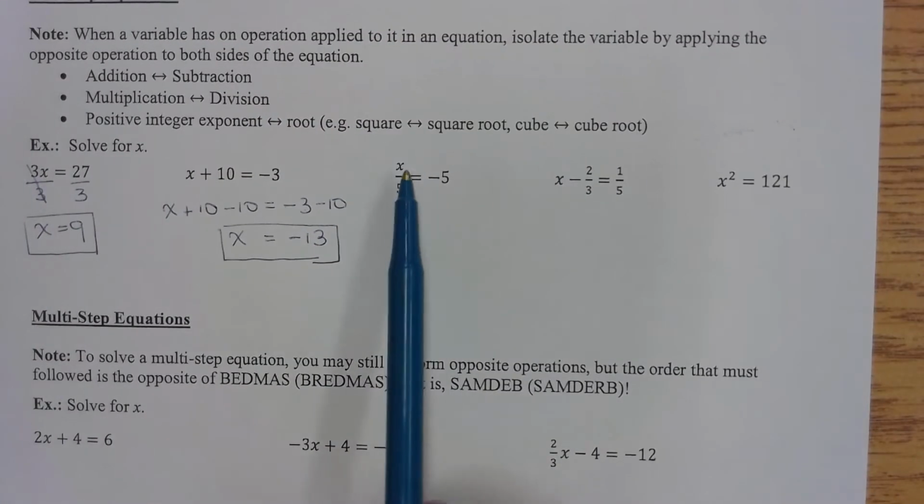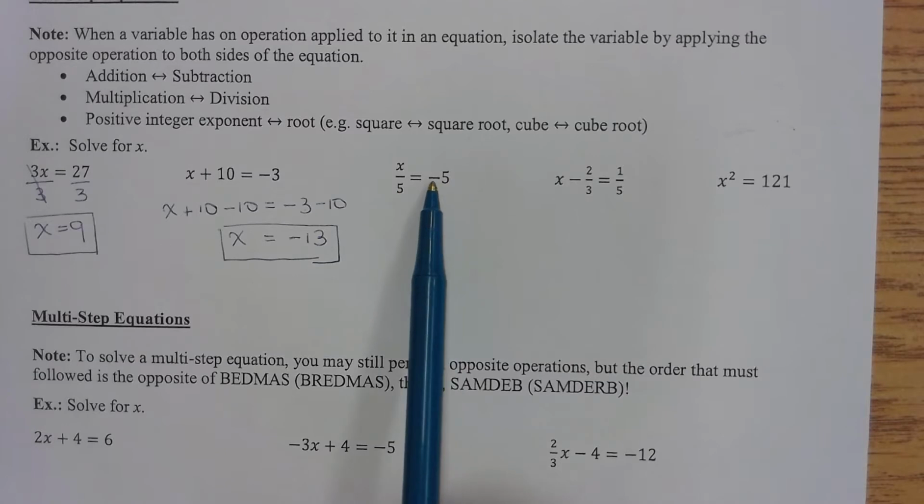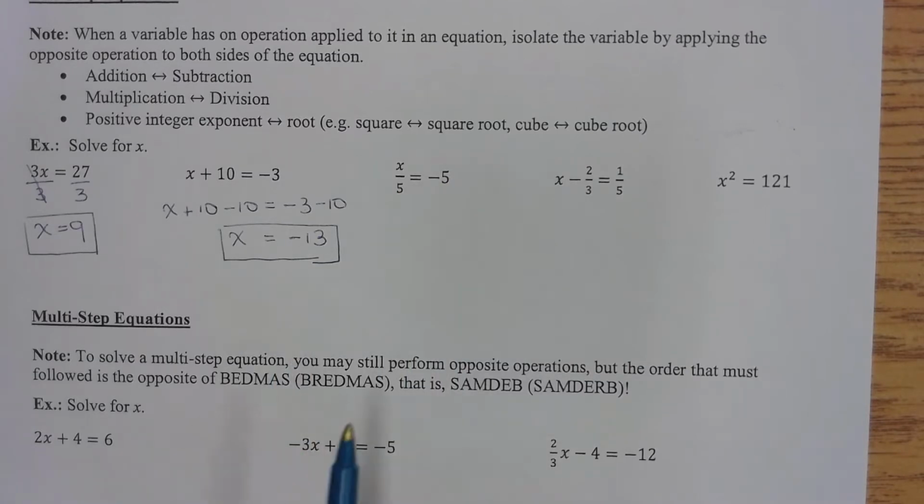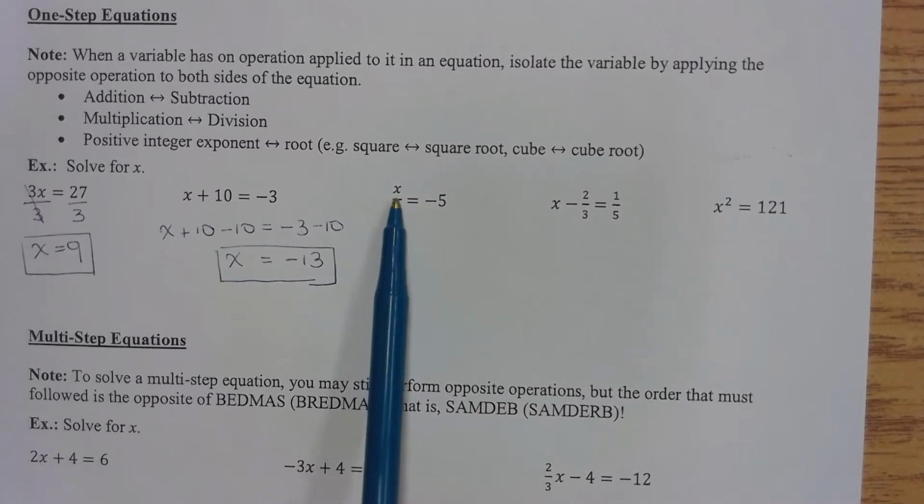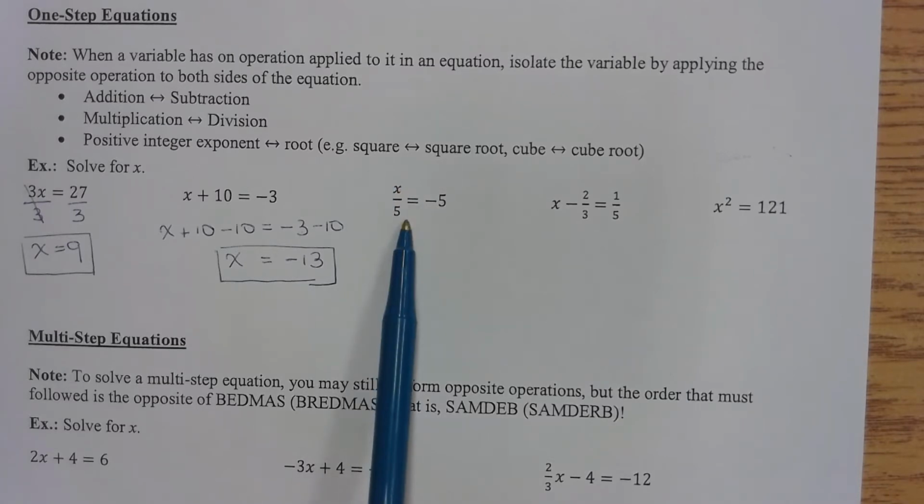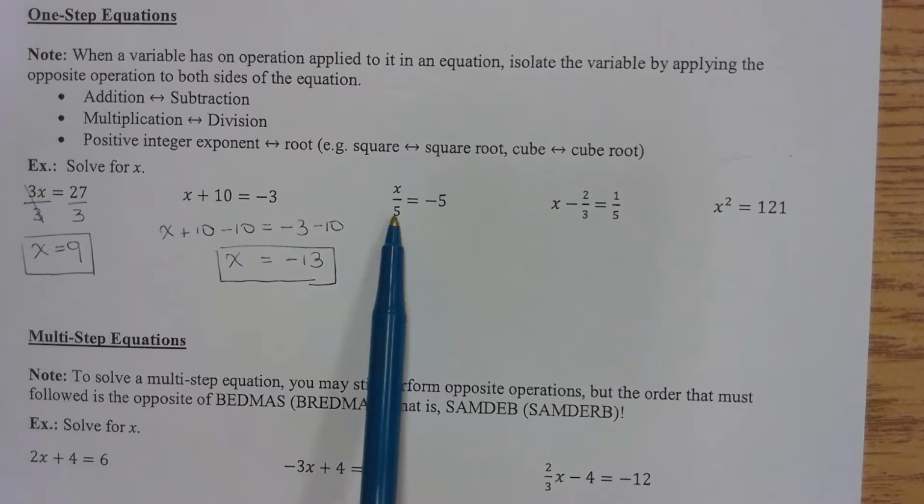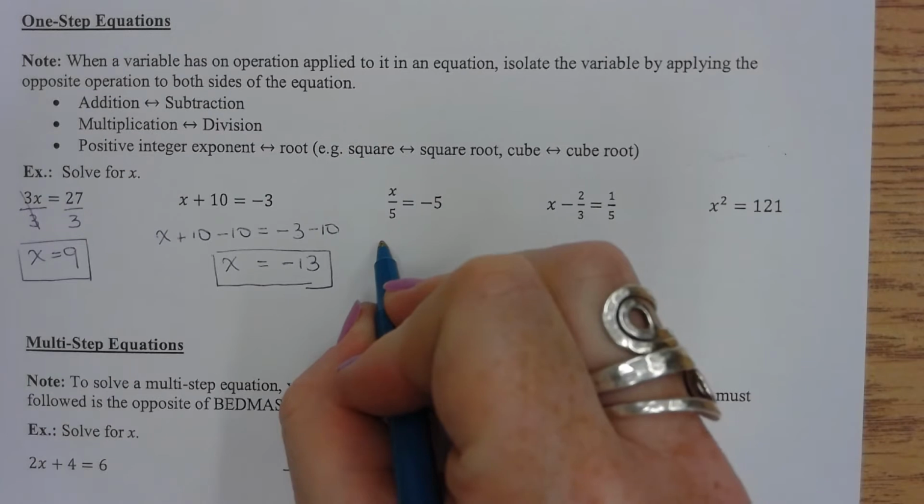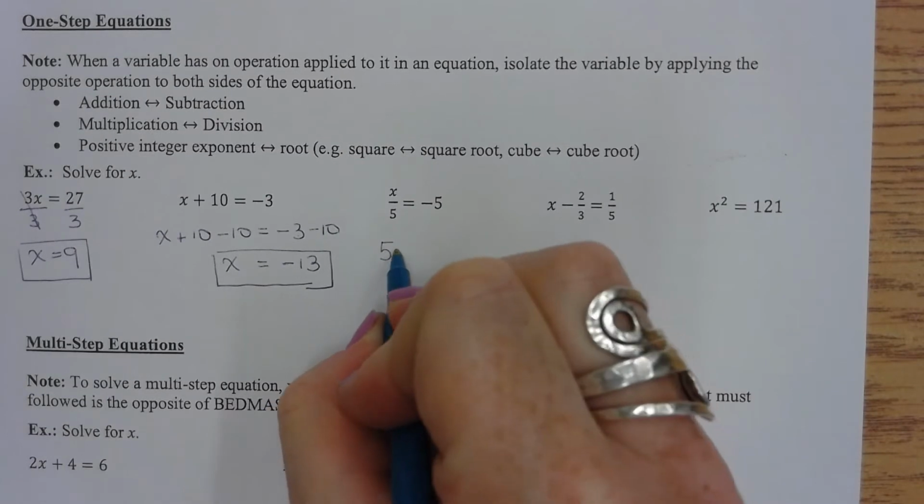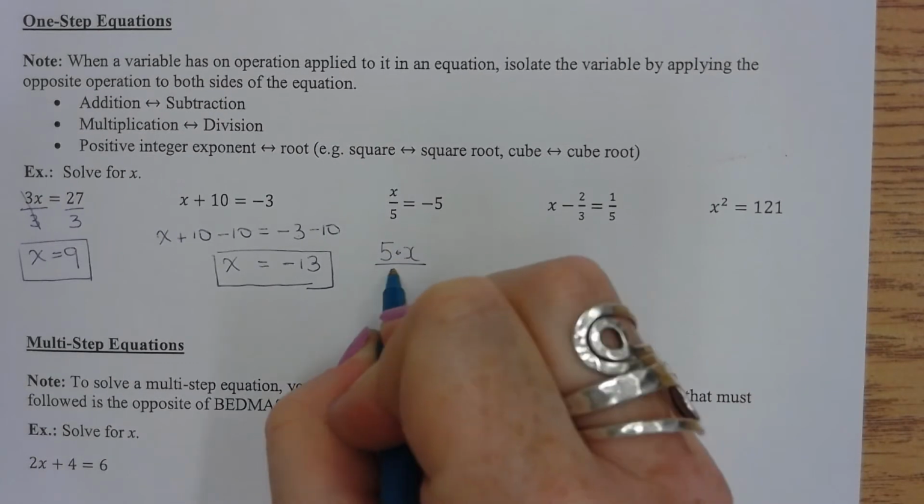So here I have x divided by 5, which is equal to negative 5. So my opposite thing that I would normally do here is, since I'm dividing, if I multiply x by 5, then I can just cancel them. So opposite to division is multiplication. So I want to take that x and multiply it by 5. So I'm going to do 5 times x, and then that's all over 5.